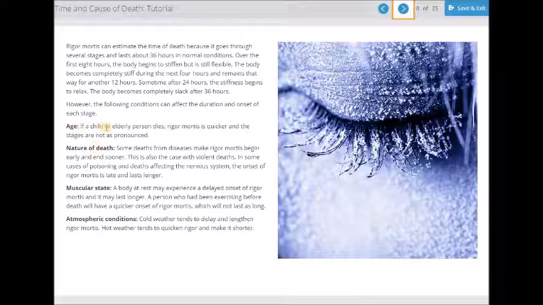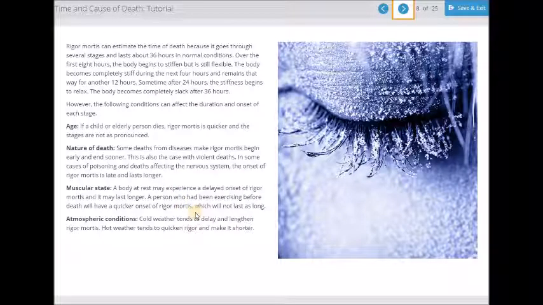A couple of things affect it. Sadly, with the elderly or children, when they die, rigor mortis actually happens quicker, so you have to take that into account. How did they die? Sometimes diseases can make rigor happen faster or quicker. Violent deaths, like you crashed in a vehicle or you fell off a building, tend to affect the nervous system, so rigor mortis can actually set in later and last longer.